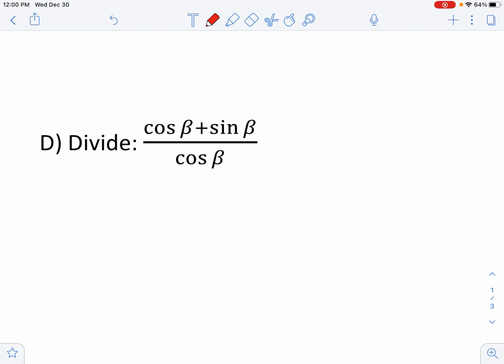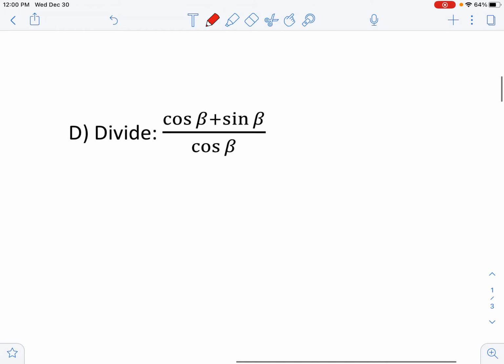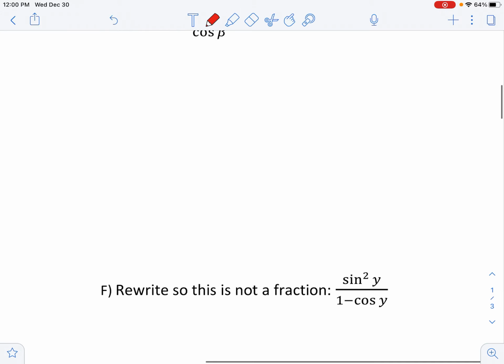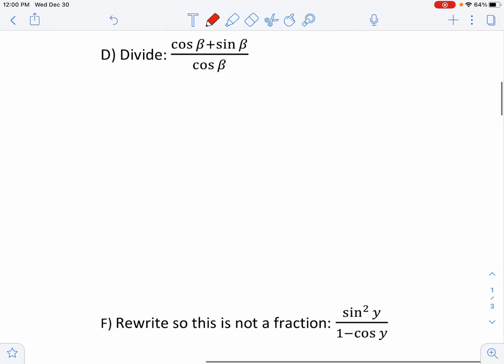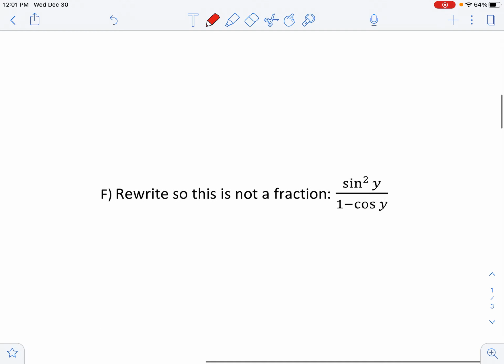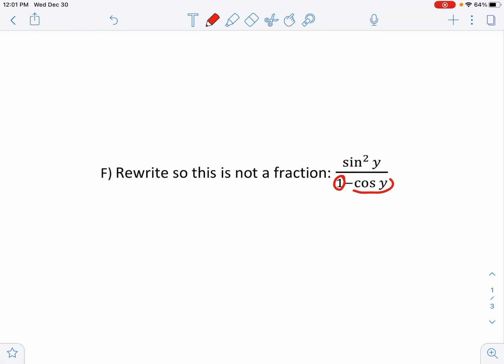Okay, next one. First off, I want you to notice the difference between D and F here, because they both look like fractions, right? It's something divided by something, something divided by something. But what I want you to notice is the big difference between them. This is just one term. This is two terms because it's separated by subtraction, okay?